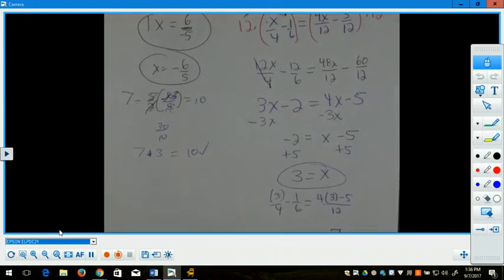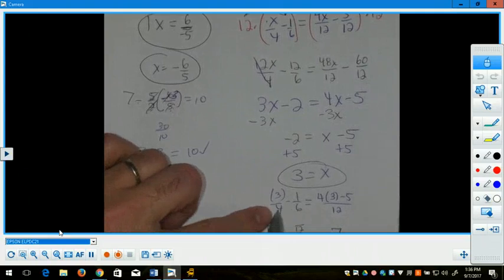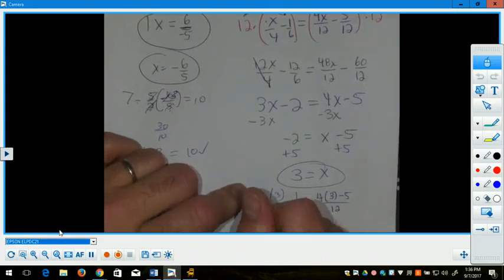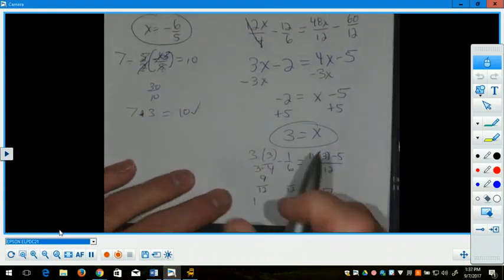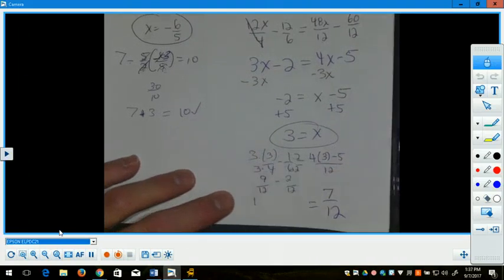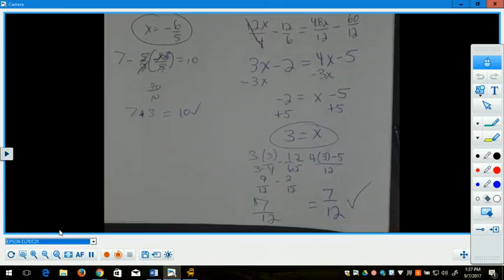On the left-hand side, I need a common denominator of 12. To get those to have a common denominator of 12, that's their least common denominator, I would need to multiply this one by 3. On top and bottom, that gives me 9/12. I'd have to multiply this one by 2. So that's minus 2/12. 9 minus 2 is 7, so that is 7/12.